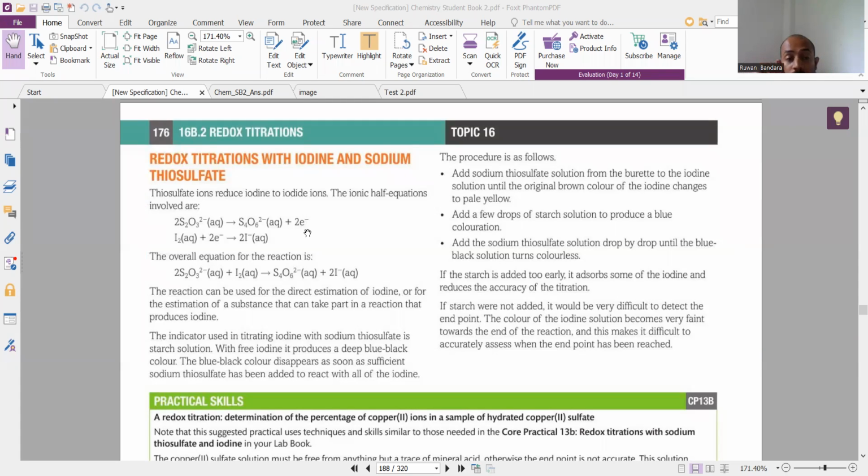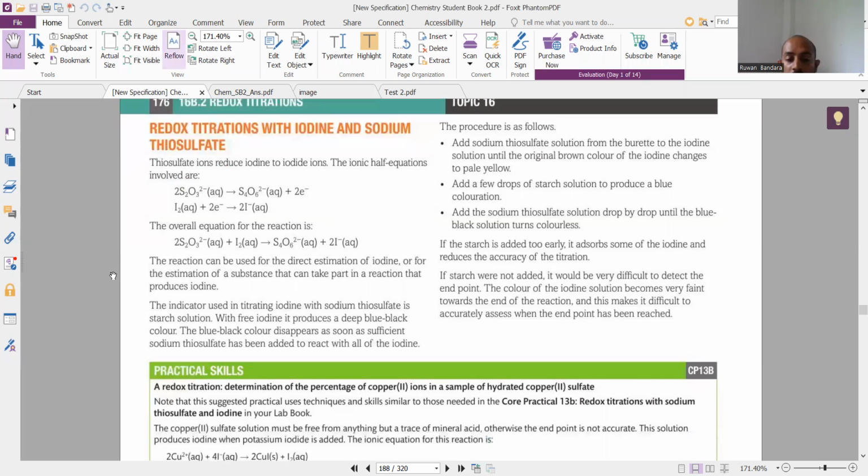Any doubts in iodine thiosulphate titration? Okay, then. Next topic.